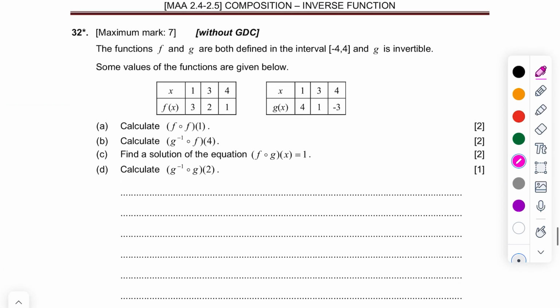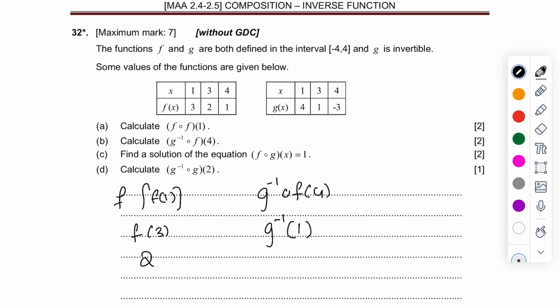Now question number 32. Find f of 1. f of 1 is 3. f of 3 is 2. G inverse of f of 4. So f of 4 is 1. When do I get 1 in the G table? 3. So the answer is 3.